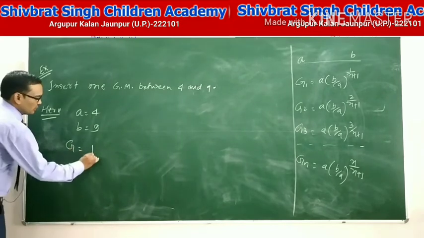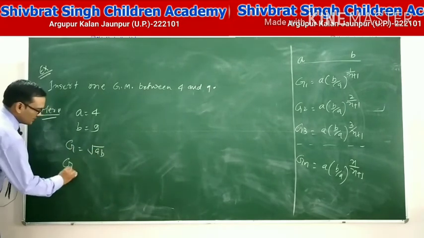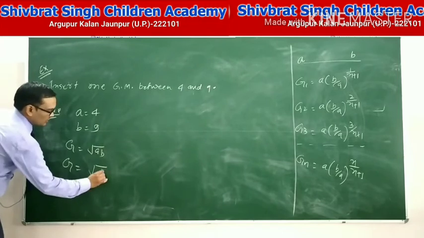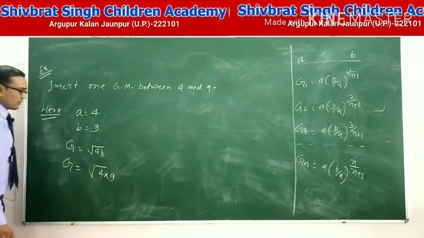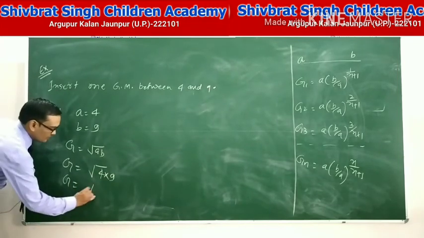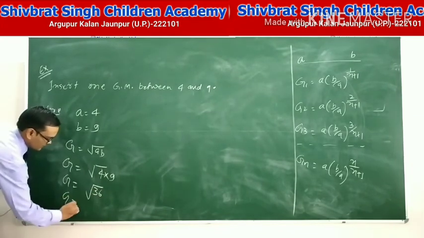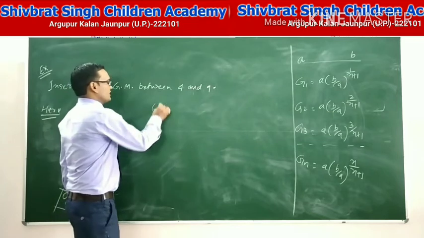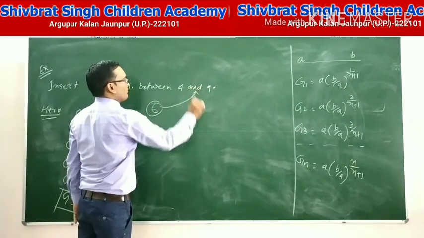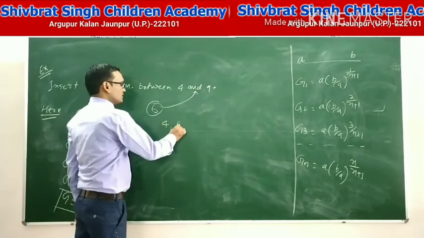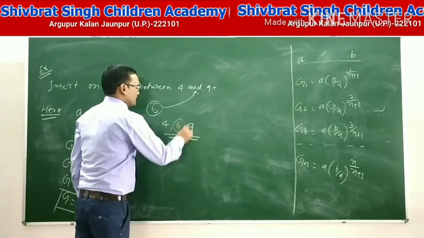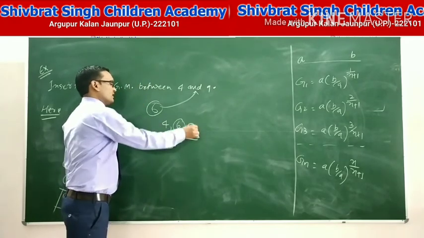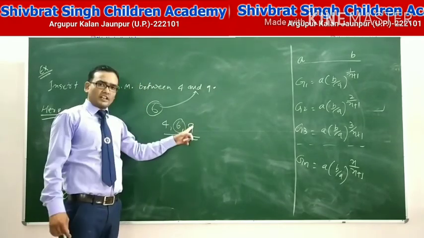Then G equal to square root AB. G equal to square root of 4 multiplied by 9. G equal to square root of 36, G equal to 6. Check: 6 is the geometric mean between 4 and 9. 4, 6, 9. Yes, 6 is the number between 4 and 9.